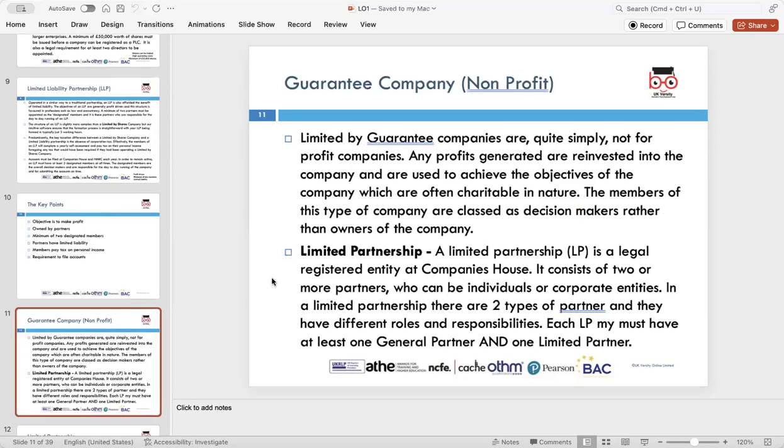Guarantee company, not for profit. In short, companies limited by guarantee are companies that are not for the purpose of making a profit. All of the revenues that are made are put back into the firm, and they are used to accomplish the goals that the organization has set for itself, which are frequently more benevolent in character. The members of this kind of corporation are not considered to be owners of the company; rather, they are considered to be key decision makers.